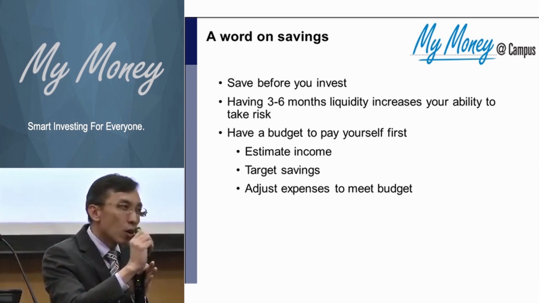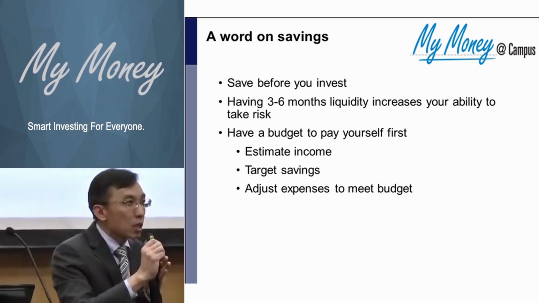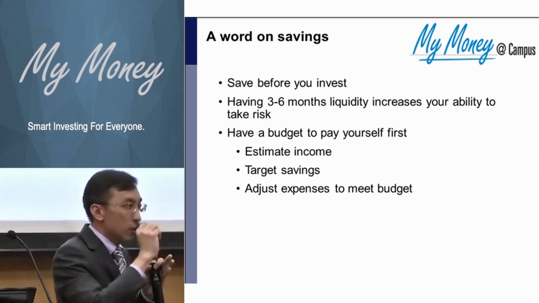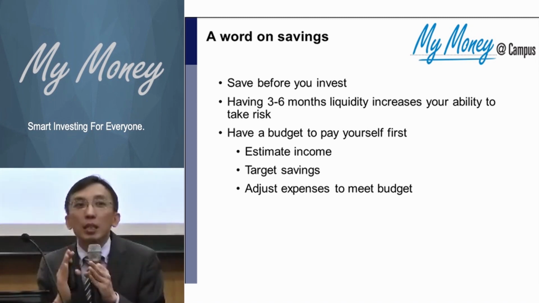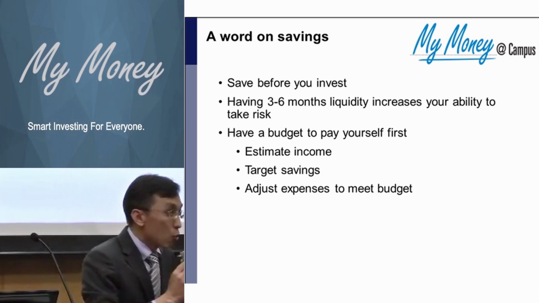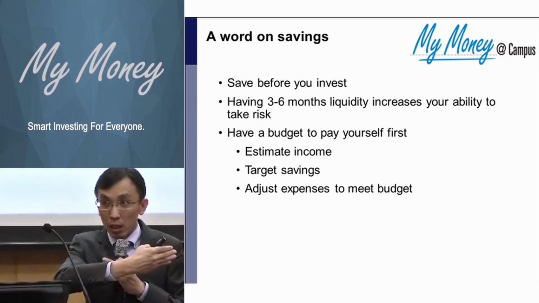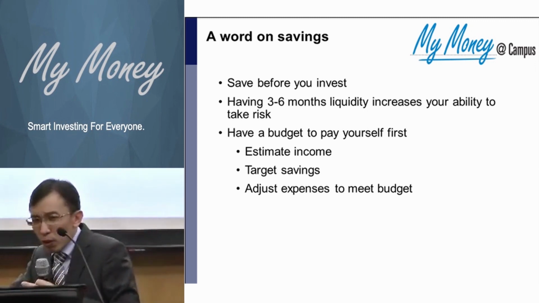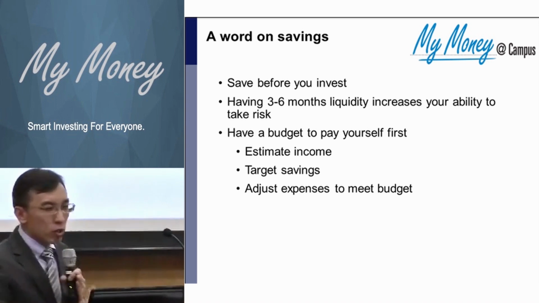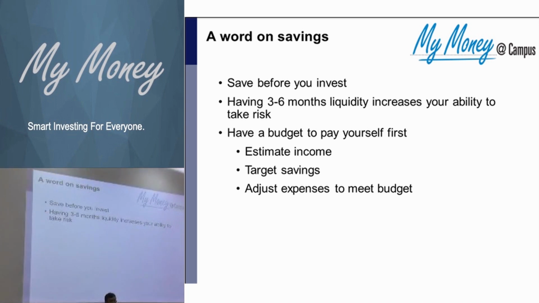Now, I just want to emphasize this point. If you cannot save, you should not invest. Savings always come first. Why? Because savings increase your ability to take risk. When you have savings, like what Mr. Piyush mentioned earlier, you are able to hold. So save before you invest, have at least 3 to 6 months of liquidity to increase your ability to take risk.